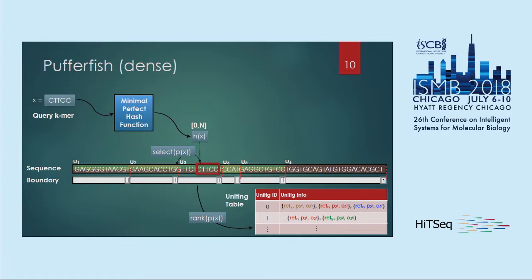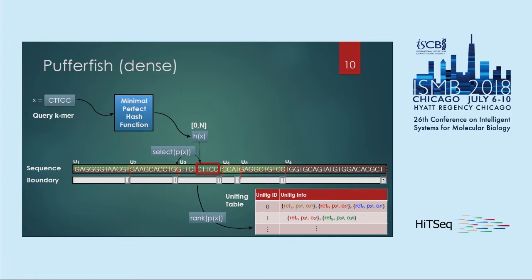Using the succinct rank operation, we can get the index of the unitig that this k-mer belongs to, and then go to the corresponding row and fetch the information for that unitig. Using the succinct operation of select, we can find the origin of the unitig that the k-mer belongs to, and hence get the distance of that k-mer from the origin of that unitig. In this way, we can fetch the list of references for that k-mer, the position of that k-mer in that reference, and the orientation.